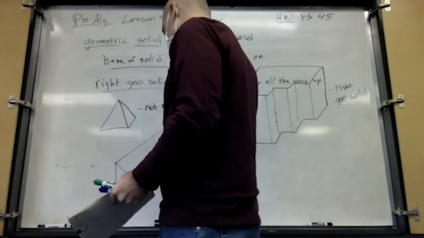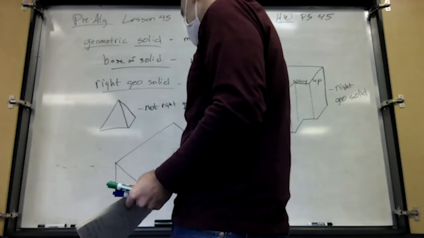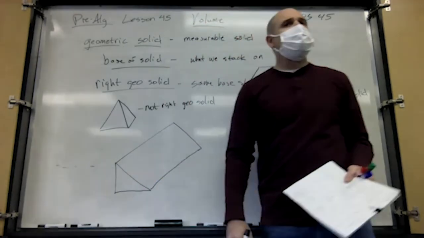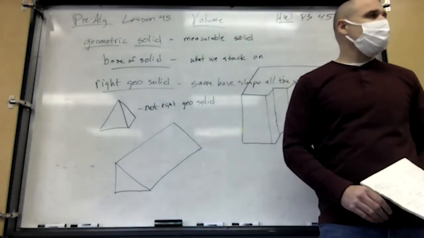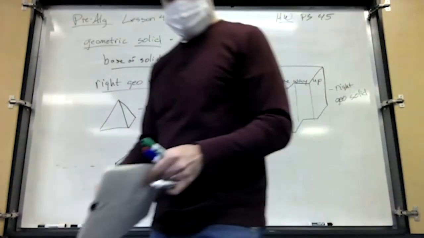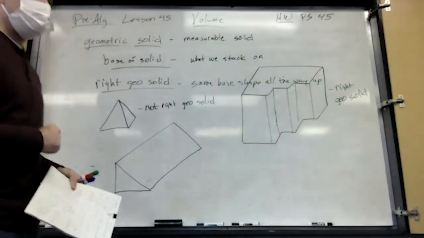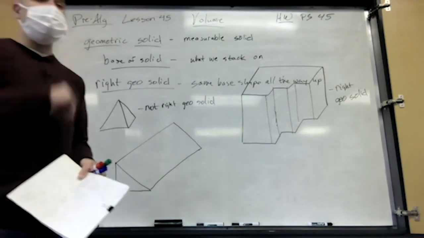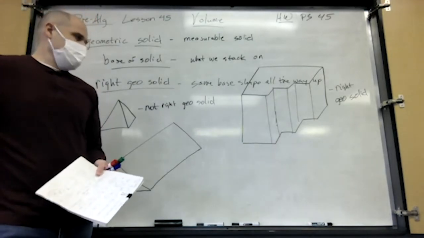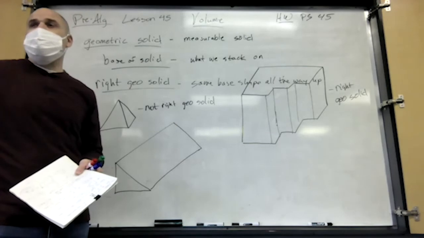is this a right geosolid? No. Wait, but Mr. Flack, what if it's a dome ceiling on a square floor? That's a good question. That doesn't work. That's not a right geosolid. It's got to be the same shape all the way up.